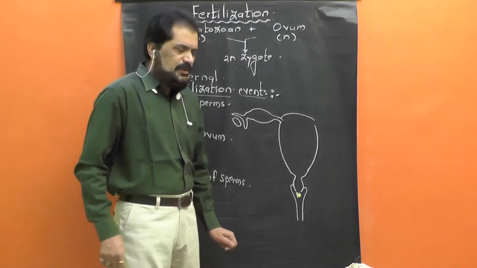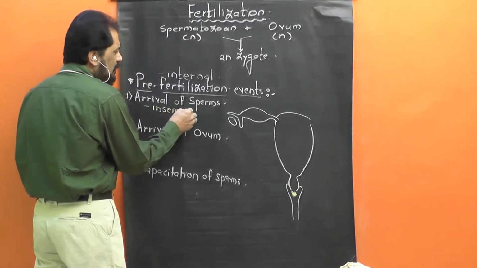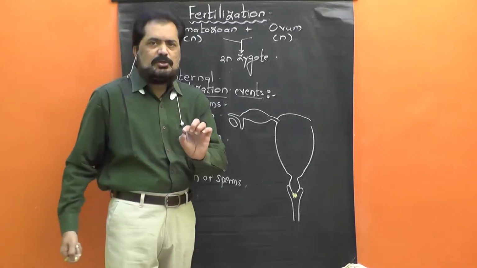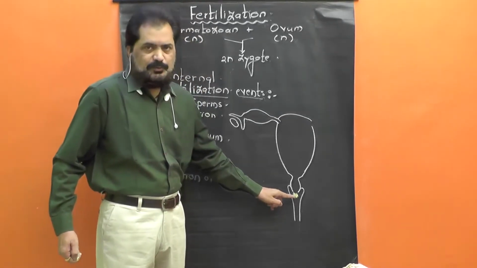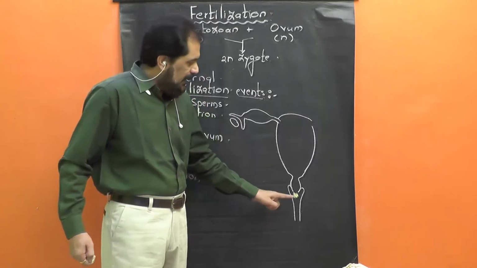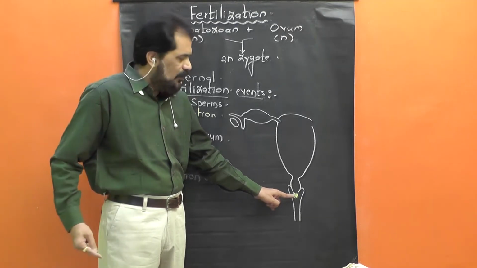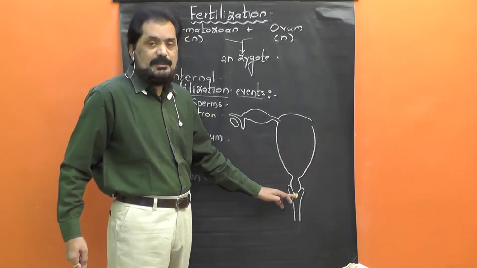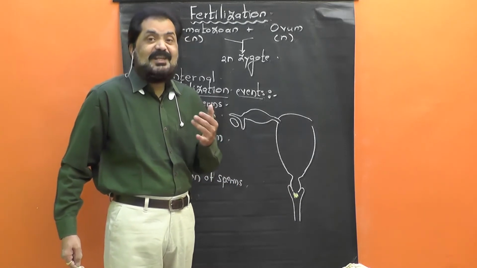This act is called insemination. Insemination means deposition of semen from the male into the female reproductive tract. All of you know semen, that is the male reproductive fluid, and a single ejaculate contains about 3 to 5 ml of semen, and this 3 to 5 ml of semen contains about 300 to 450 million sperms.